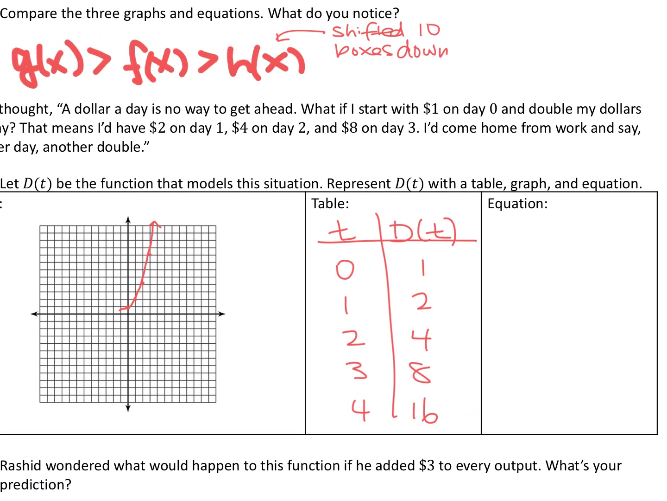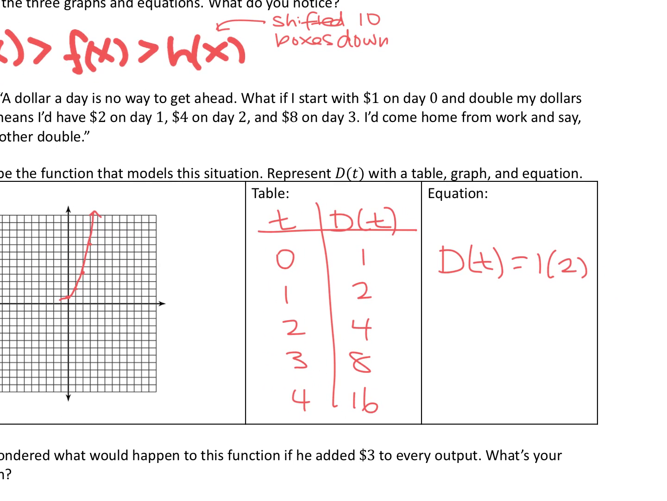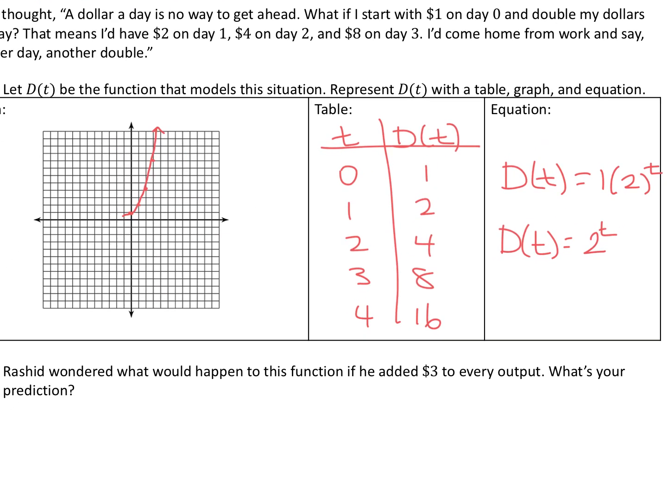And then our equation, because it's exponential, is going to be the starting value. So D of t equals 1, and then the pattern, which is 2, and then because it's that curve, that exponential growth, t, the variable, is going to be in the exponent. Okay. And you could also simplify this. You could write D of t equals just 2 to the t power, because anything times 1 is just itself, so we could do that. But we have to know that it started on day 0, it started with $1, so just remember that.